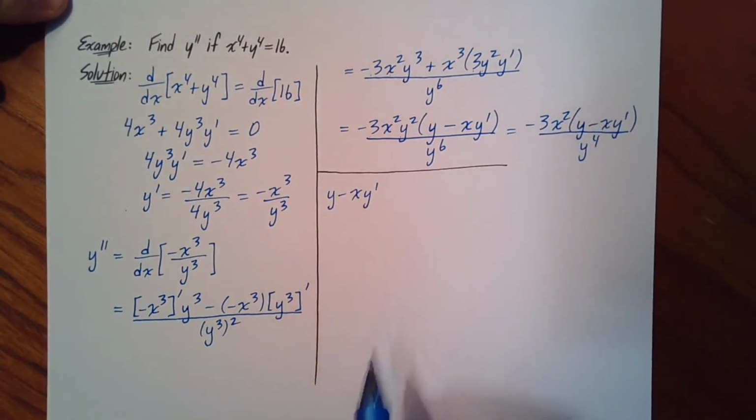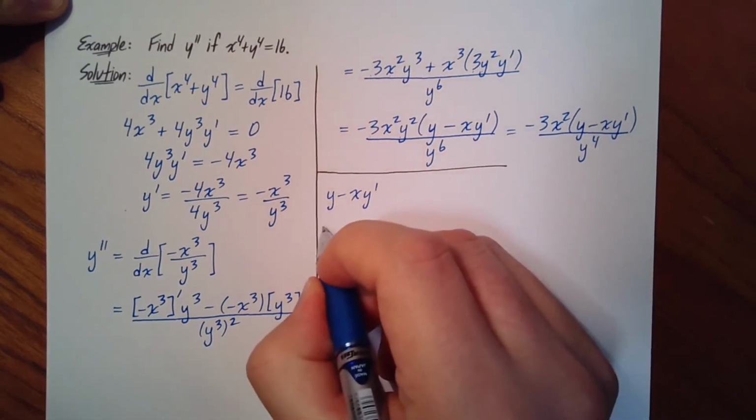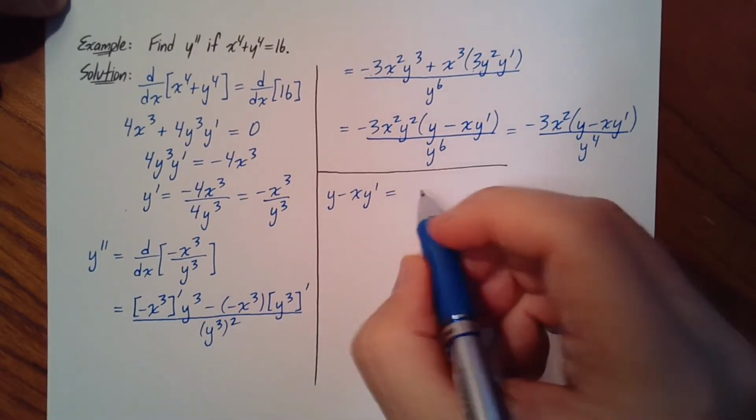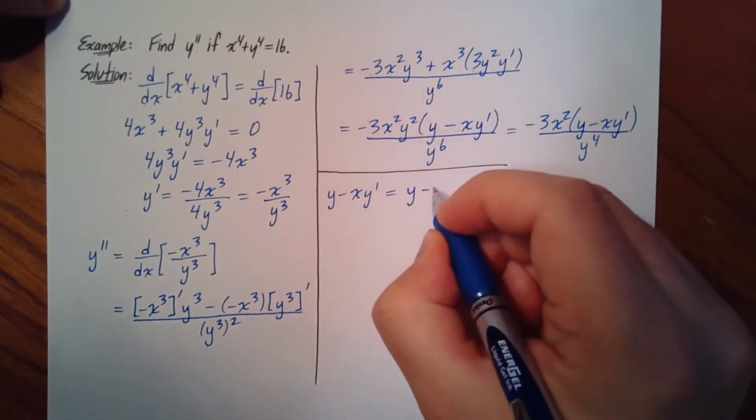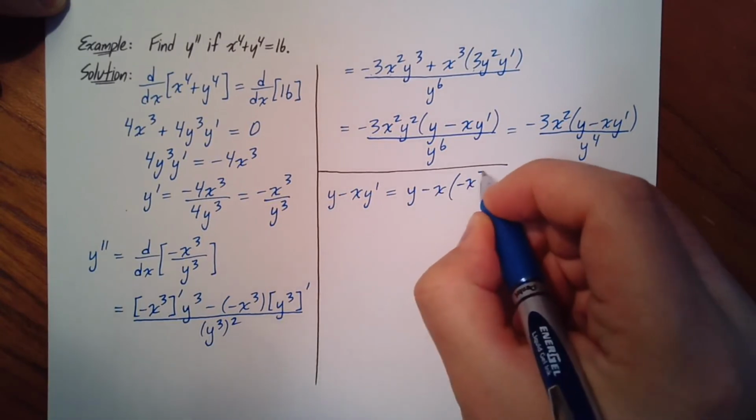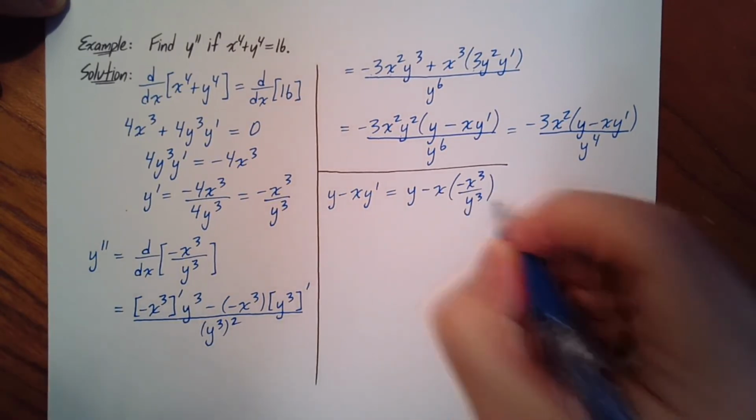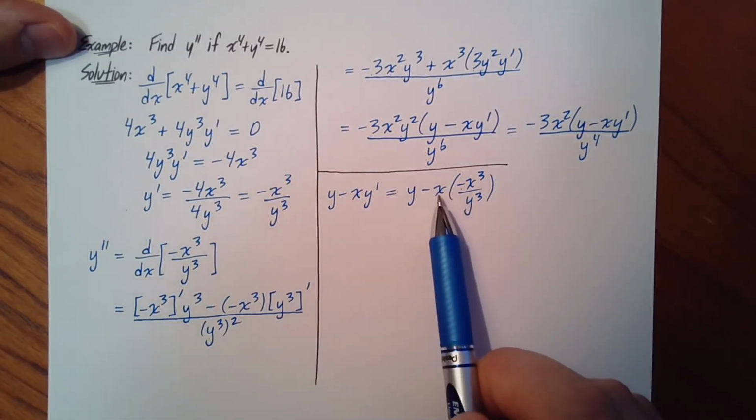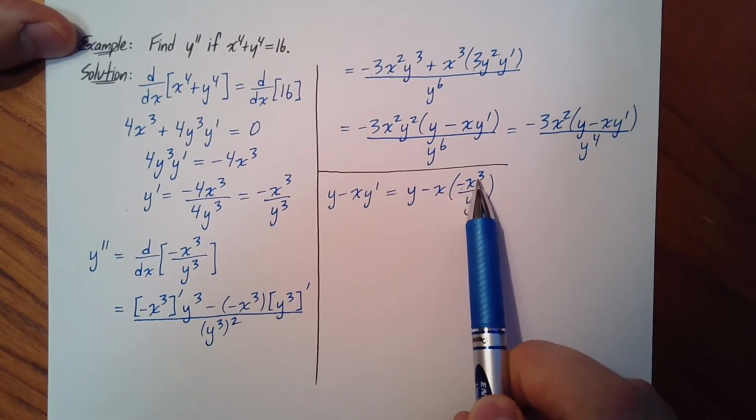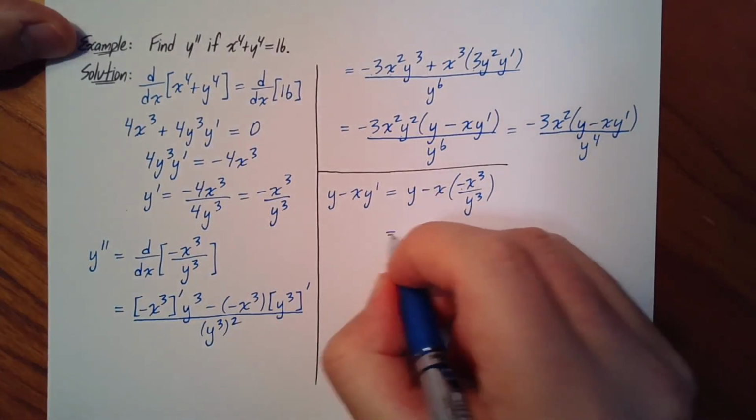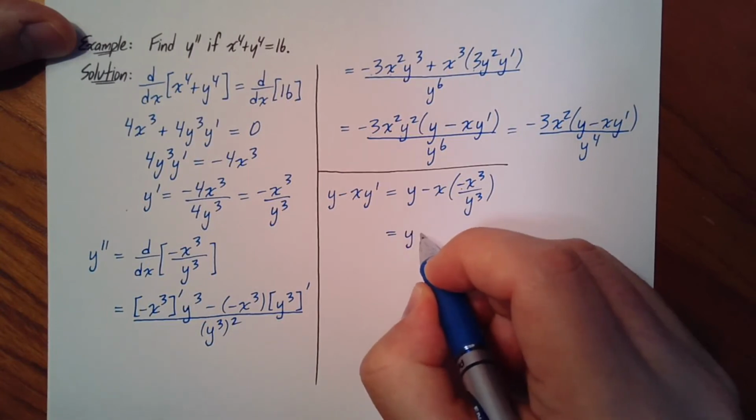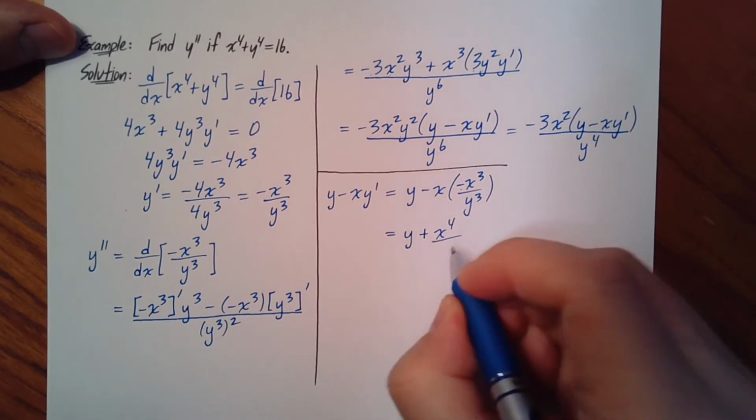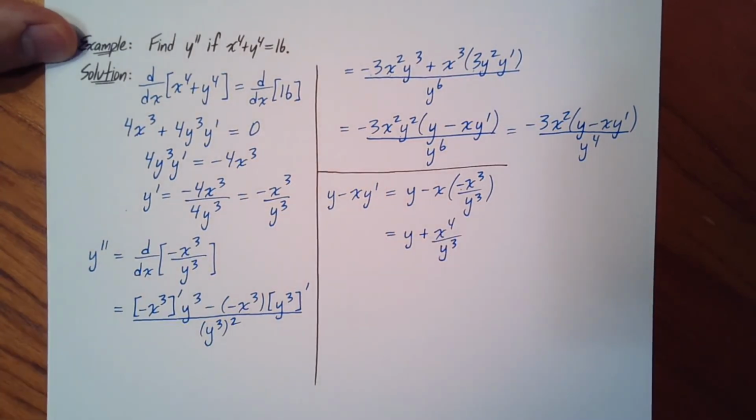So y minus xy prime, so just the part that's in brackets, what's that going to look like if we plug in the negative x cubed over y cubed? Well, that's going to be y minus x times negative x cubed over y cubed, right? Just literally writing it down. Now what's going to happen? That negative and that negative are going to cancel, and then that x can be multiplied onto the numerator, and that's going to change the x cubed into an x to the 4. So we're going to have y minus, or plus actually, plus x to the power of 4 over y to the power of 3.